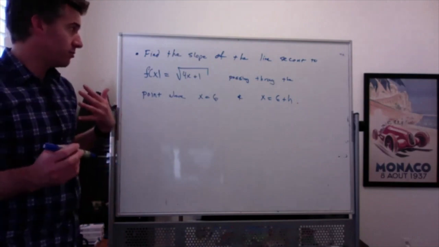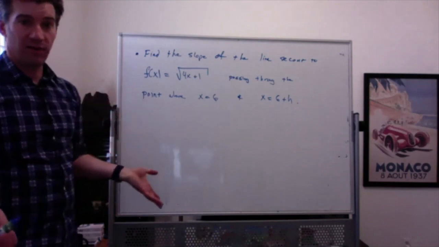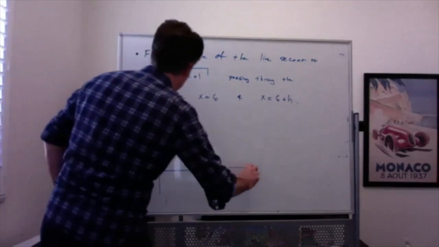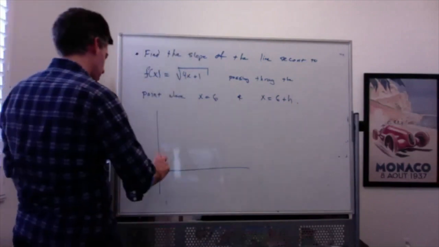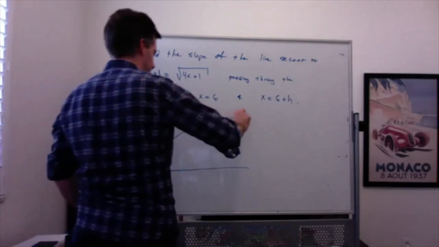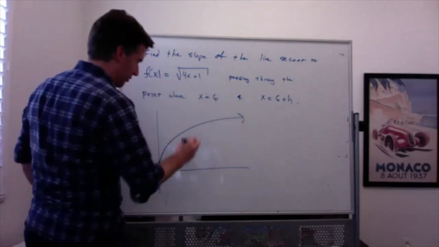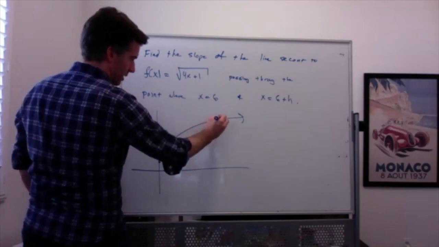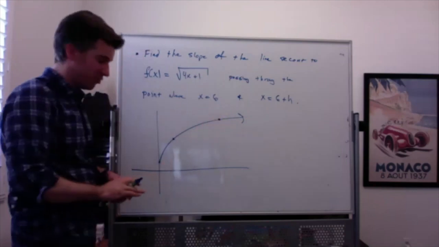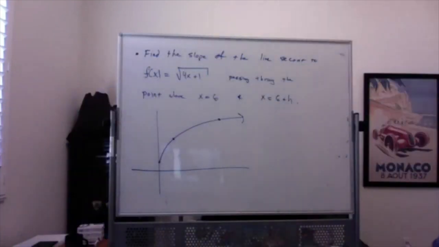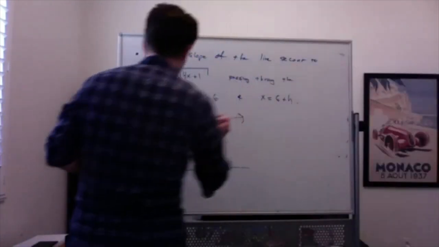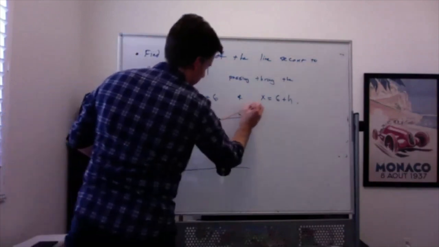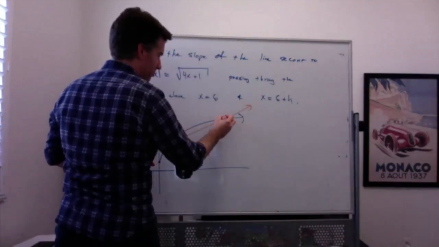Okay, so we want to find the slope of the secant line. Again, here is an approximation of what my graph looks like. Some kind of square root thing, maybe it looks like this. I'm obviously not drawing it to scale. Let's say that 6 is here and 6 plus h is way over there, just to make it easier to draw the things. I meant right over there.